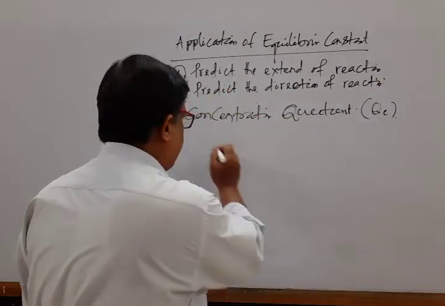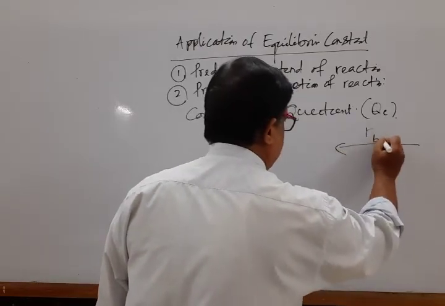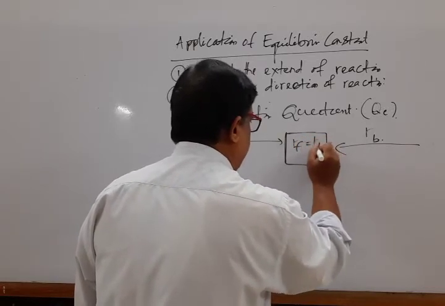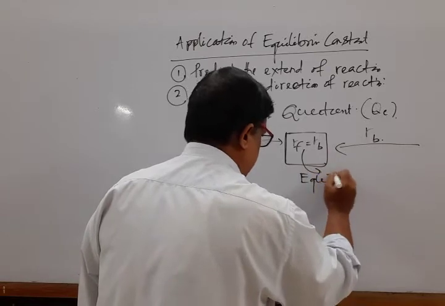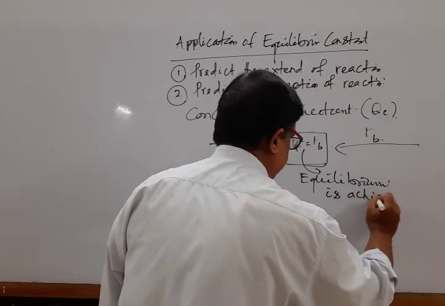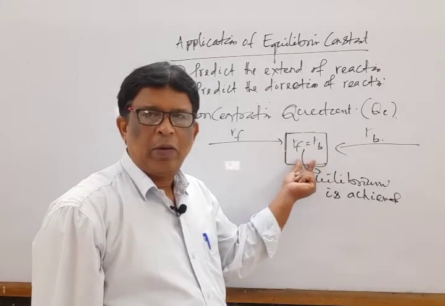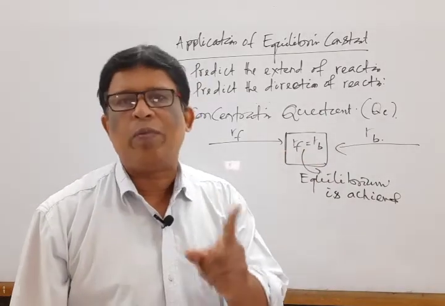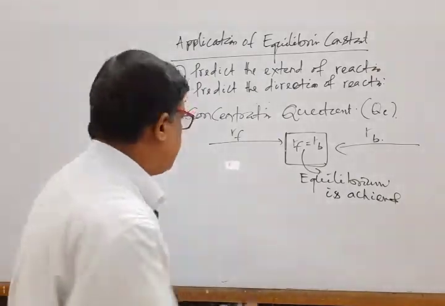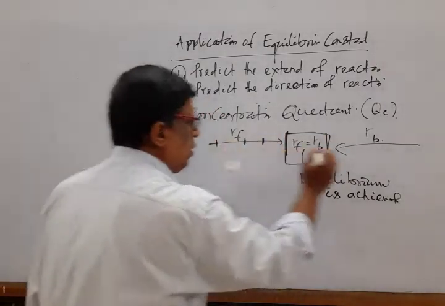Mark that, it is a reversible reaction, with a rate of forward reaction and a rate of backward reaction. It is a point where RF is equal to RB, so we say that equilibrium is achieved. So at this point RF is equal to RB, means the rate of forward reaction is equal to the rate of backward reaction.